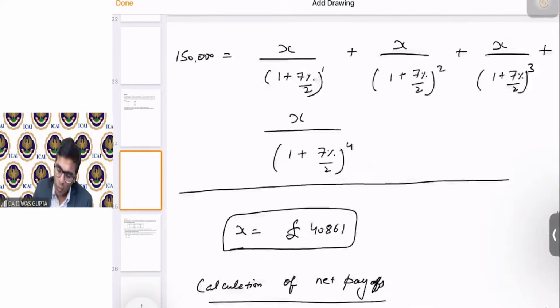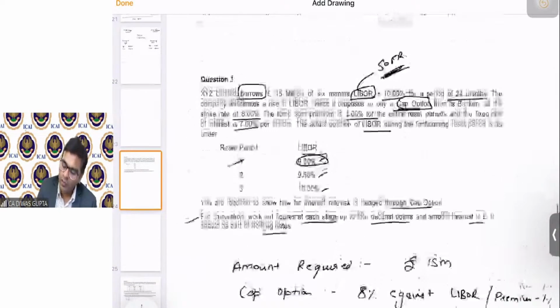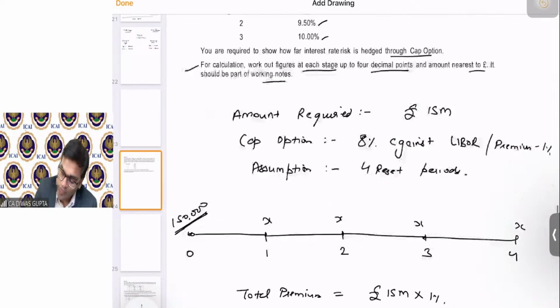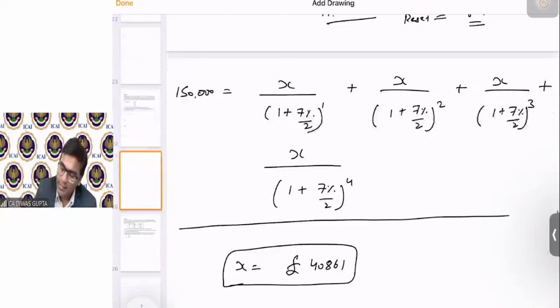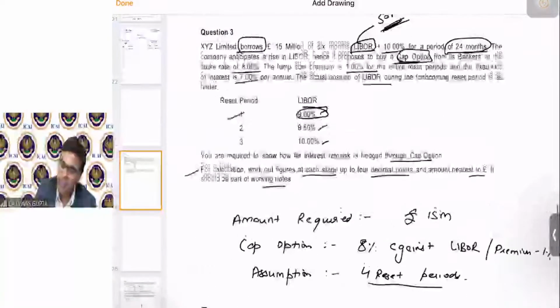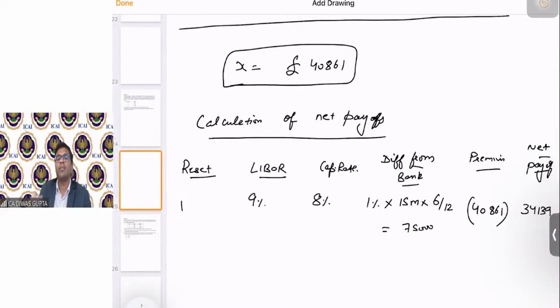Why do we divide by 2? Because 7% is the per annum rate, and the reset period is 6 months. How do we know the reset period is 6 months? Because XYZ Limited is borrowing for 24 months. Correct? If they are borrowing for 24 months and we have assumed reset periods to be 4, that means 6 months is the reset period, because 24 divided by 4. And hence we have divided it by 2, students.